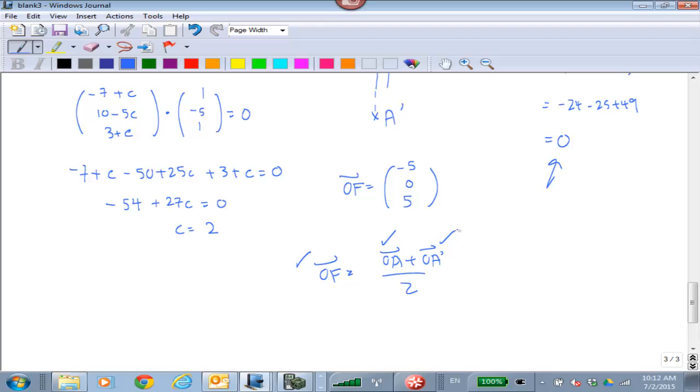Is this fine? Now class, I'm not going to finish this question now. After you get OA prime, you will be able to get the equation of plane. Agree or not? Agree? So the last part, I leave it up to you. Is it okay? Go back and do. Because I want to talk about extension of reflection type of questions. Is this fine?